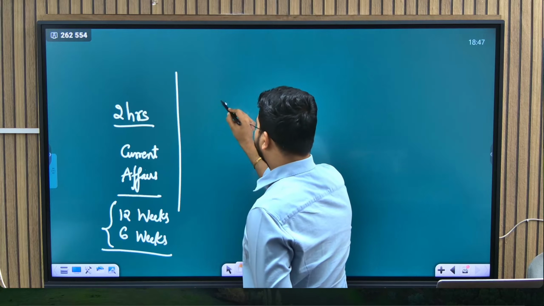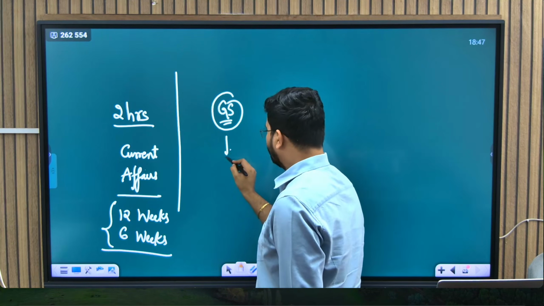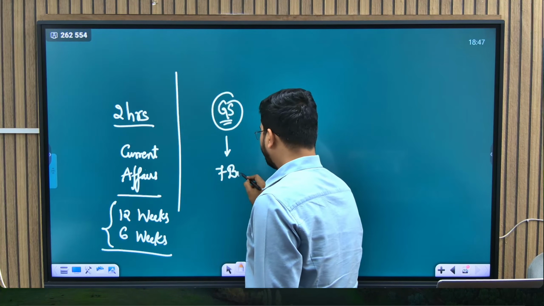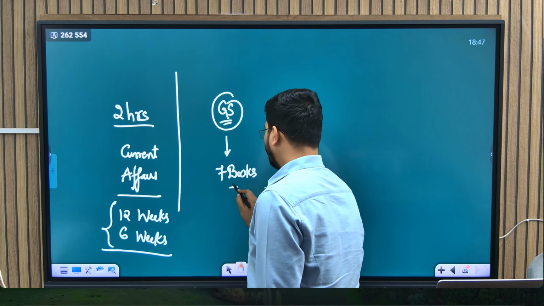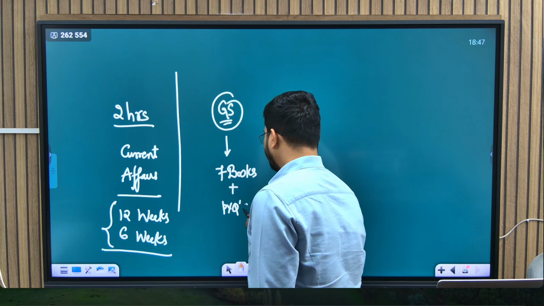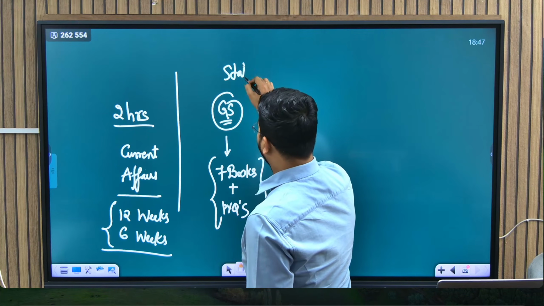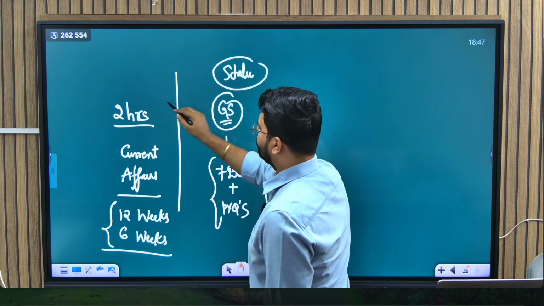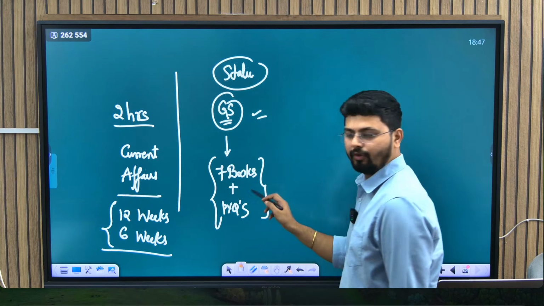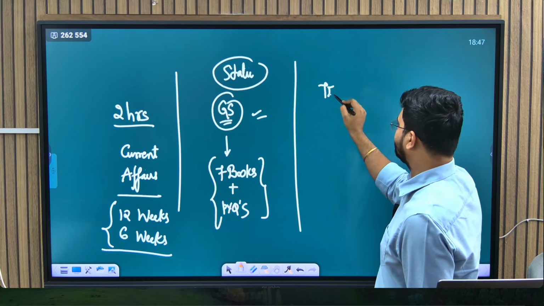Then coming to general studies, you have around 7 books to be finished. Then you have to finish the PYQs. These things you have to finish with respect to static. So you have covered current affairs, you have covered static, you are covering the PYQs and books, and then you are also giving tests.